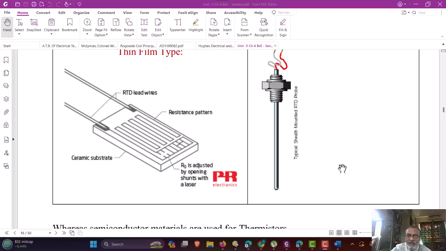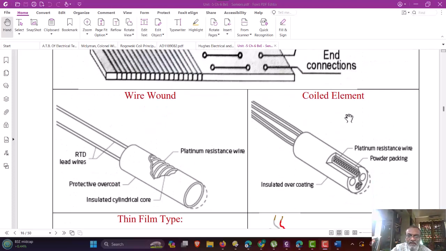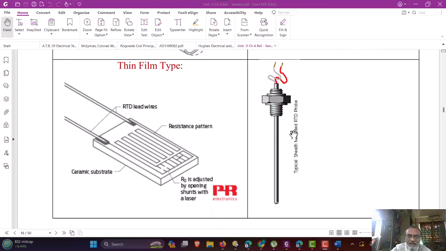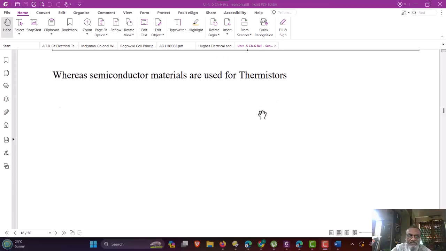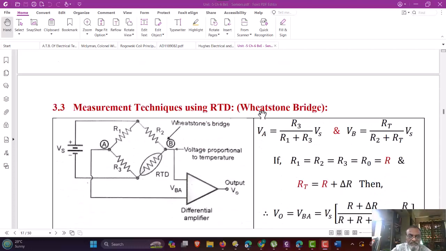to be measured. The elements we have seen, the wire wound element, coil type element, and thin film type elements, are properly inserted inside this thermally conducting metallic tube, so that it can appropriately sense the temperature, and the leads are taken out for electrical circuit connection. The semiconductor materials are also used for thermistors.